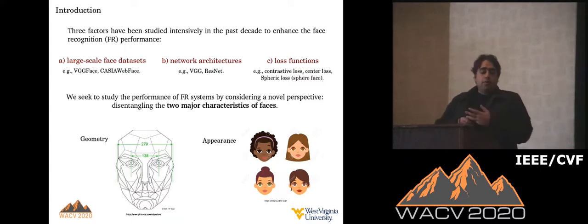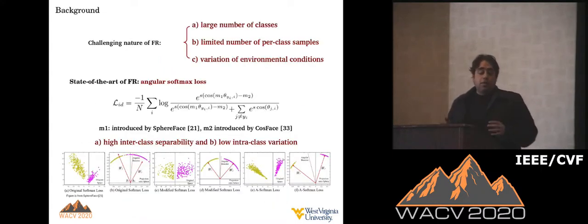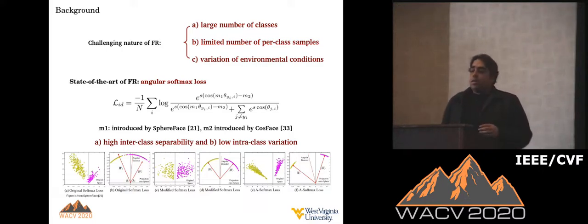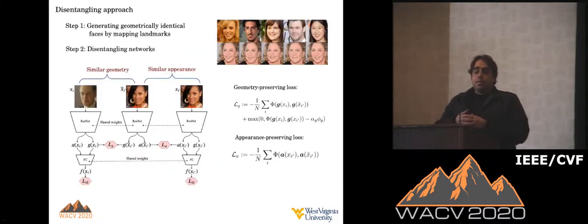During recent years, we have looked at large scale data sets. We have looked at different network architectures and different loss functions. But we want to add something to that. The current problem with face recognition is the large number of classes, limited number of samples per class, and variations in the environmental conditions. The state of the art right now is SphereFace, so we're going to expand on that.